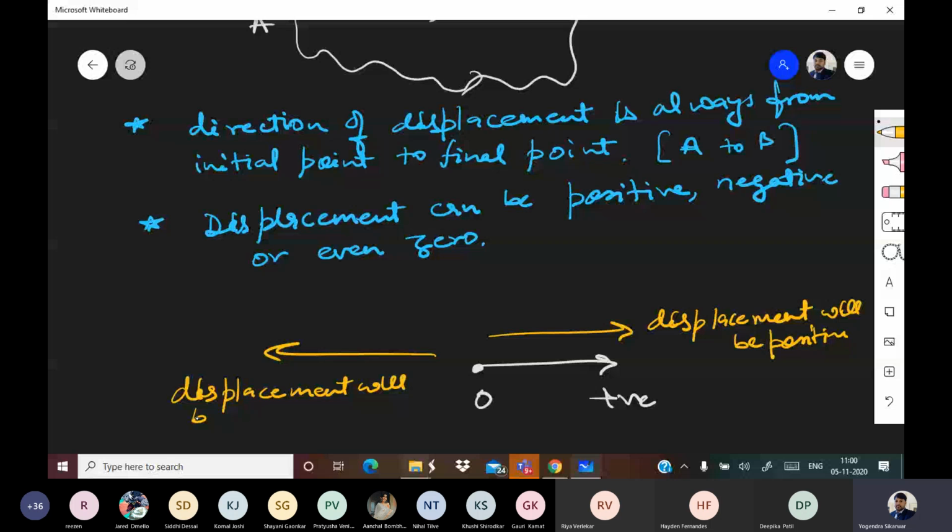Okay, now what happens if the object returns back to the same point? Its displacement will become zero. If the object returns back to the same point, its displacement will become zero. Okay. So that is how the displacement will be positive, negative, and zero. All right, good.